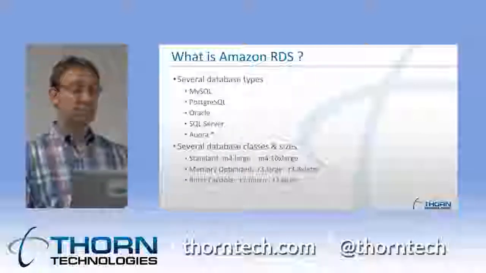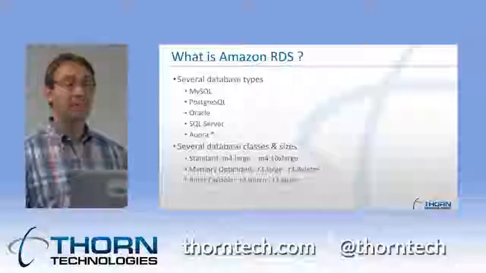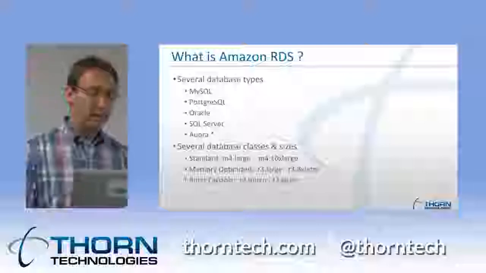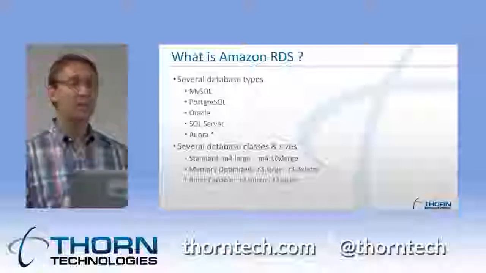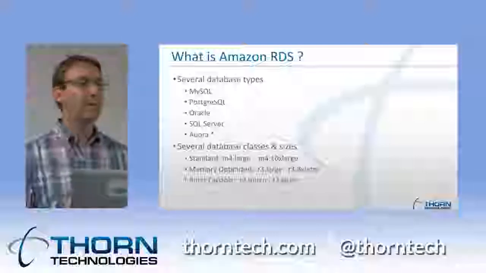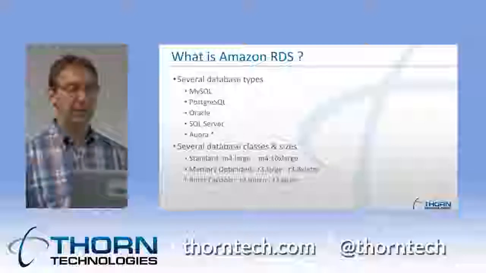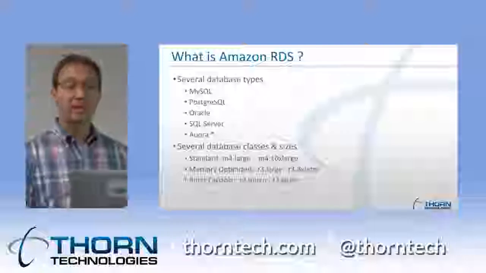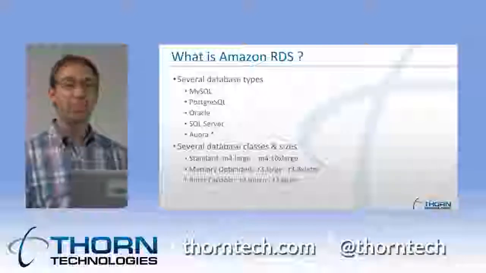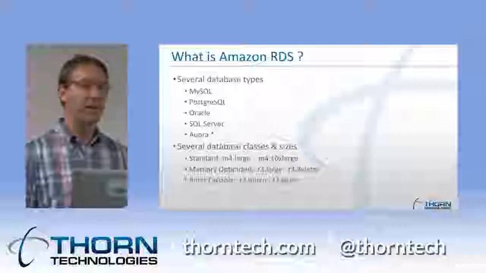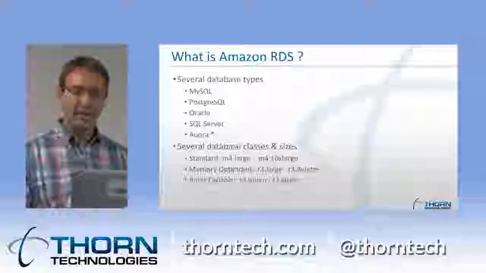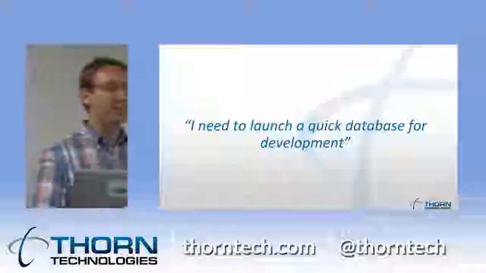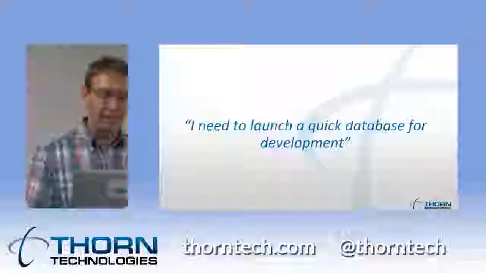Real quick, they offer several database types: MySQL, Postgres, Oracle, SQL Server, and Aurora. I'll talk about how Aurora is different from some of the others. They have Aurora versions for MySQL and Postgres. They come in different database sizes and instance classes, which give you different computing power. We'll talk briefly about that as well. But that's the amount of time I want to spend in PowerPoint. The rest of it, I want to just dive in and show how things work.